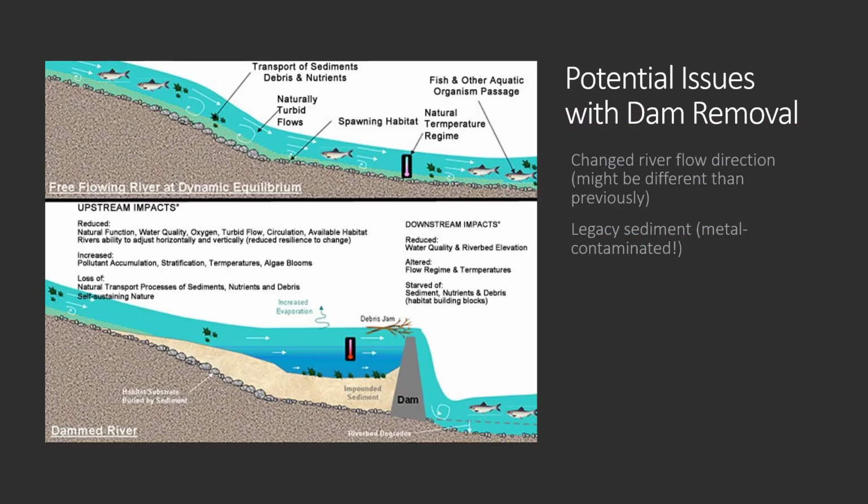Some of the issues, of course, with the dam removal is that because of when the dam was built, there could be a change in the flow direction, so it might not actually take the flow that it once did. There's also legacy sediment, which could be contaminated with metal. So the idea is that you have all this sediment that at one time was flowing downstream. It has been trapped behind the dam.